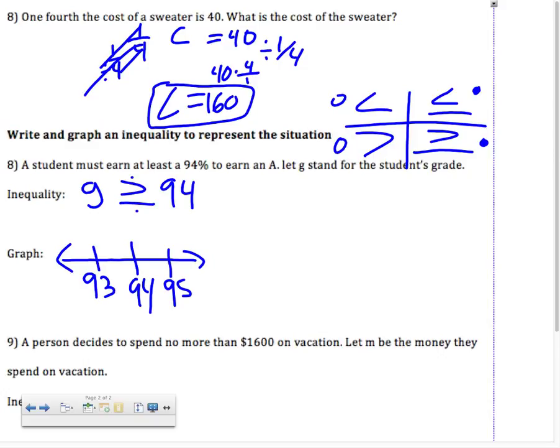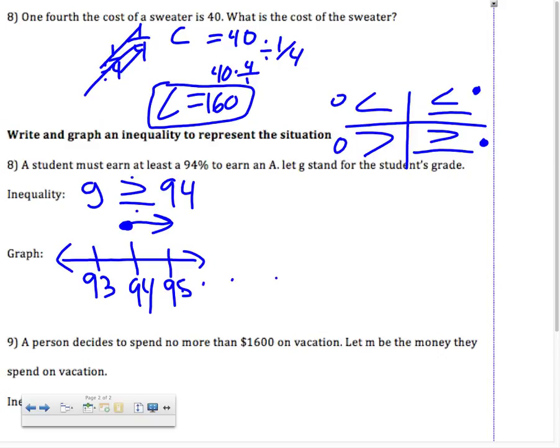In this case, I can actually include 94 in my answer because it's bigger than or equal to. So I'm going to put a closed dot right above 94. And the grade is bigger than or equal to 94, so I'm going to point to all the numbers that are bigger than 94, which is down this way. So 95, 96, 97, and so on. And that'd be how my graph looks.